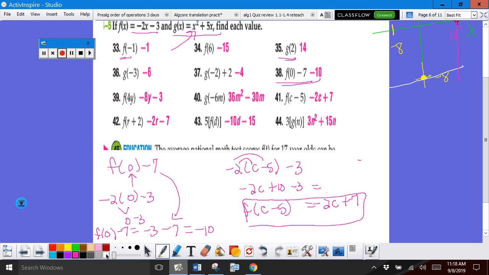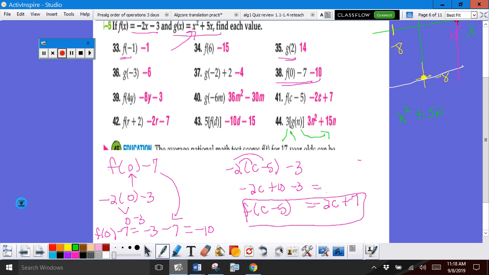All right, let's take a look at 44. So 44 is interesting because there's a variable and there's a number on the outside. So 44 and 43 are very similar. So this should help you with 43 also. So the first thing I notice is that I have to do g. So g is x squared plus 5n.